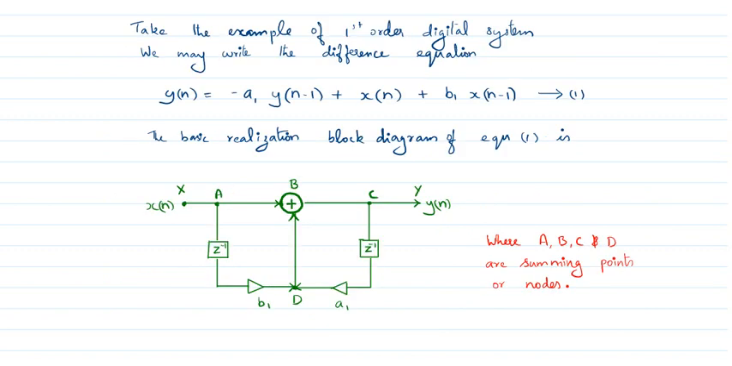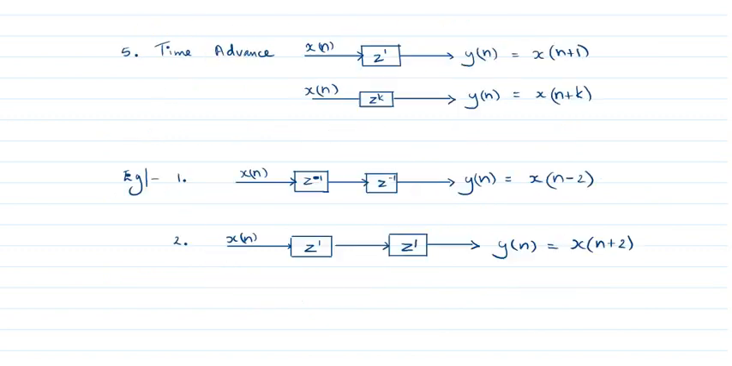Next is time advance. In time advance you can give the input an advance. So x of n is the input and if we give z raised to 1, then y of n will be x of n plus 1. So here we give some advance to the input.